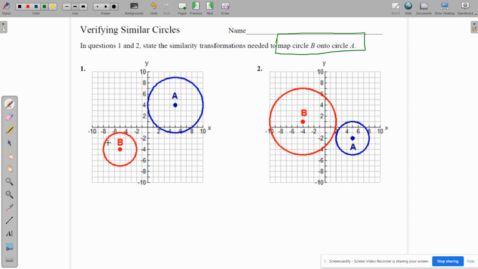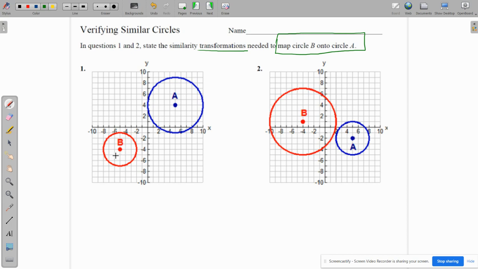So if we want to map circle B, which is the red circle, onto circle A, which is the blue circle, we know that these mappings are going to involve two particular transformations. The first is going to be a translation and the second is a dilation, but it's up to you which order you're going to write them in.